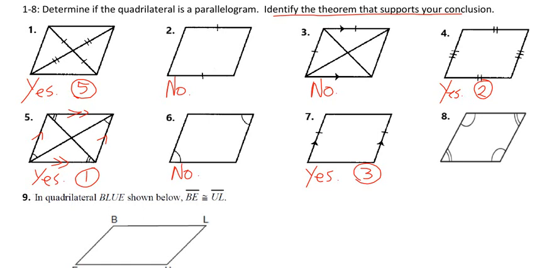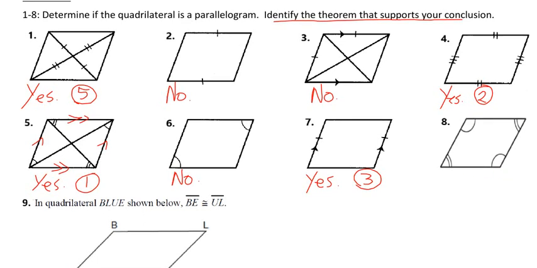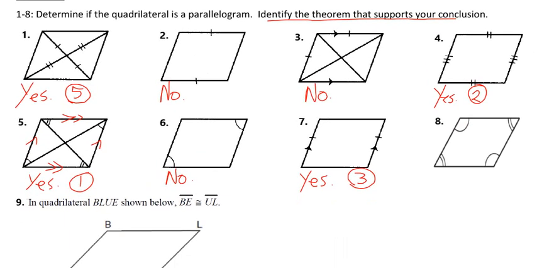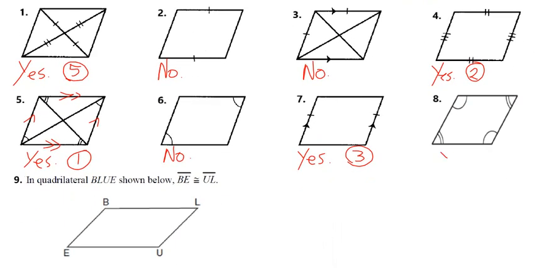In number 8, we have this figure with actually two pairs of opposite angles being congruent. These two angles are congruent, and this pair of opposite angles are also congruent. Therefore, we have a parallelogram, and the theorem that supports our conclusion is theorem number 4. It says if both pairs of opposite angles are congruent, then the quadrilateral is a parallelogram. So here, yes, and the theorem that supports our conclusion is theorem number 4.